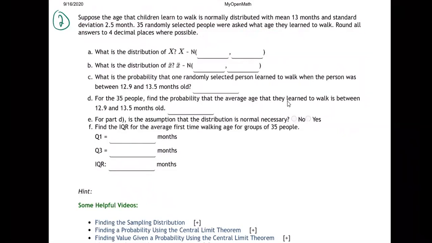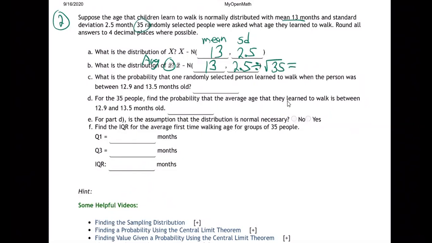So the first thing they want you to do is put the mean and the standard deviation. What's the mean? It is right there, 13. Standard deviation, 2.5. But now for the next one, they're talking about X bar. So that's the average, right? That's the average for a group. That's going to be the same mean, but then the standard deviation is going to be 2.5 divided by the square root of 35, because 35 is the group size.